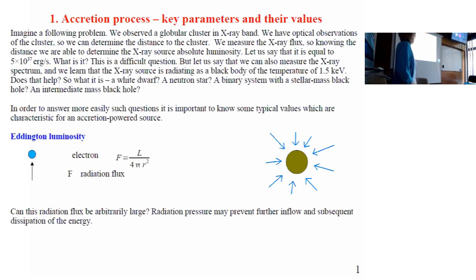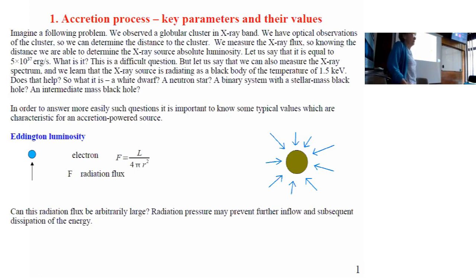And then we consider what it could be. It may be difficult, but if we measure the radiation spectrum, for example, the emission looks like black body, and the temperature is of order of 1.5 keV. What can this be? A white dwarf, for example, or maybe an intermediate mass black hole. So in order to answer such questions immediately, you have to consider a number of important parameters.